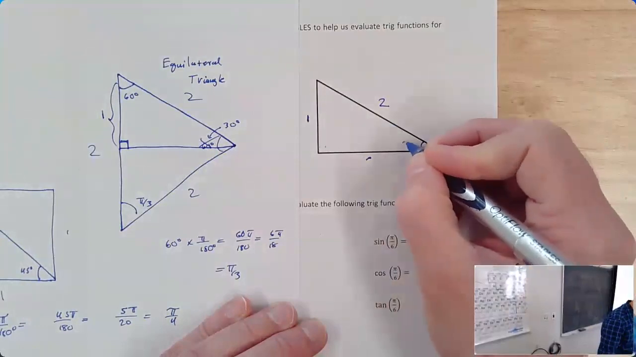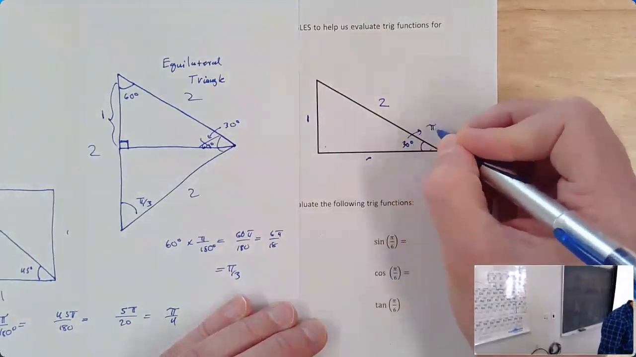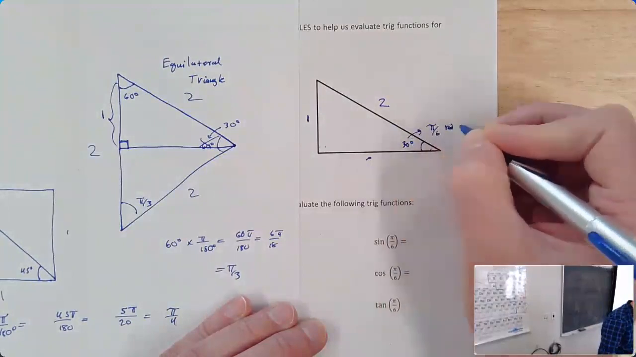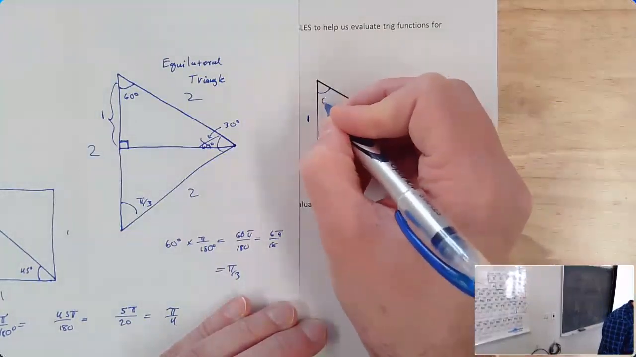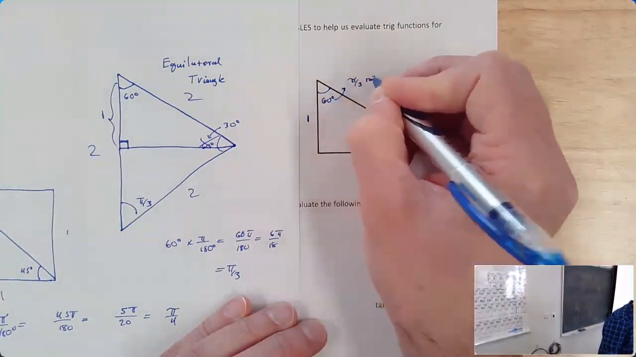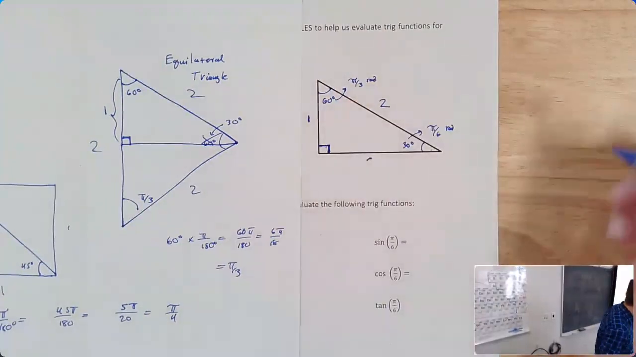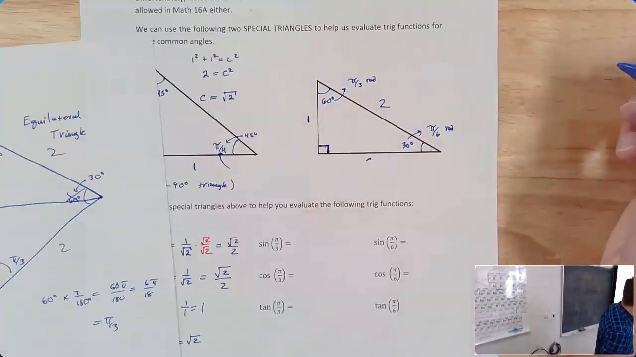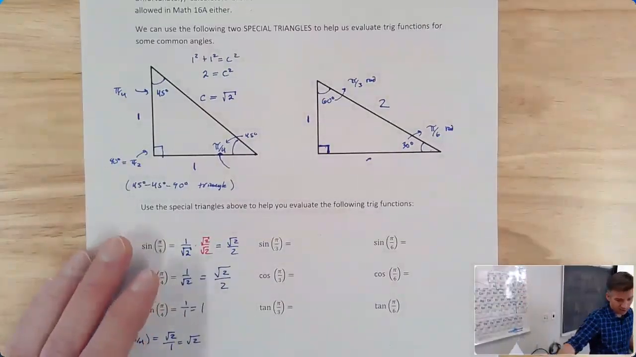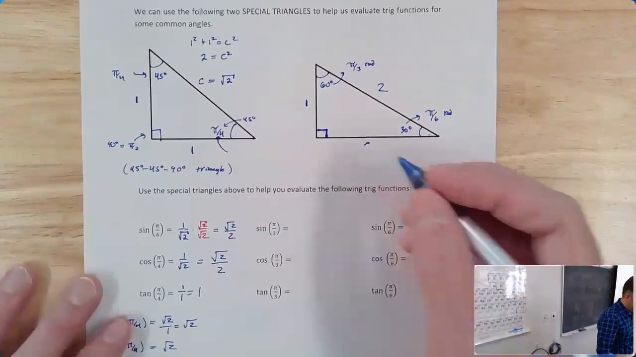This angle is 30 degrees, or pi over 6 radians. This angle was 60 degrees, or pi over 3 radians. And this angle is 90 degrees, or pi over 2 radians. So there's our other special triangle, often referred to as the 30, 60, 90 right triangle. We got to find that third side.